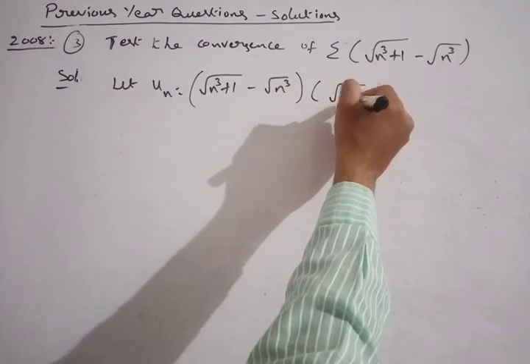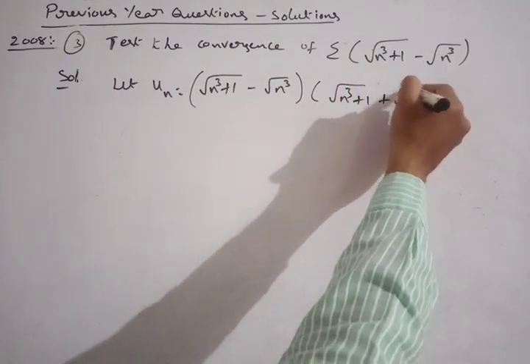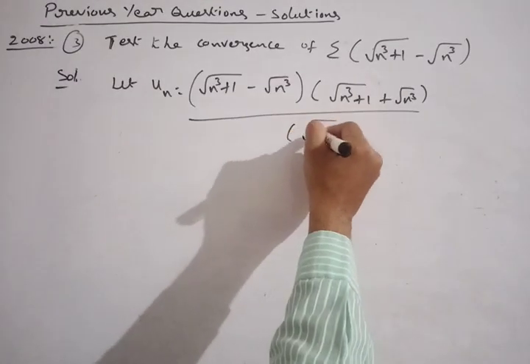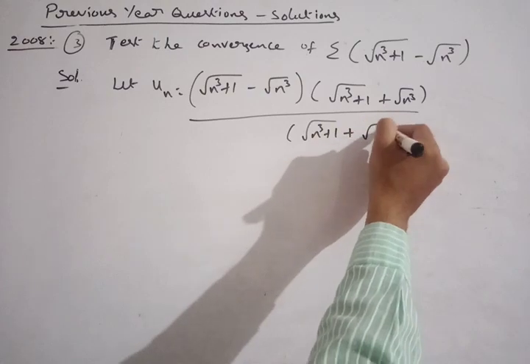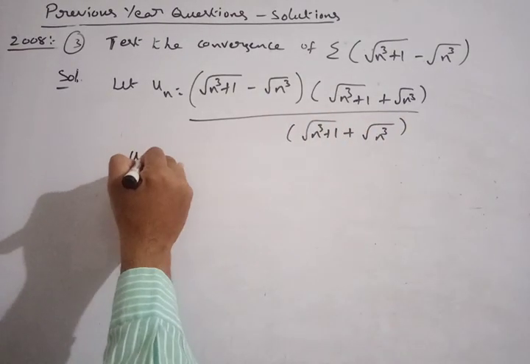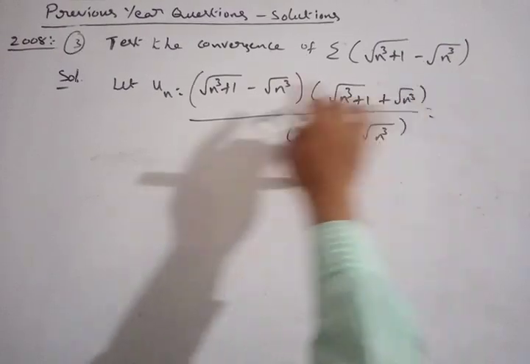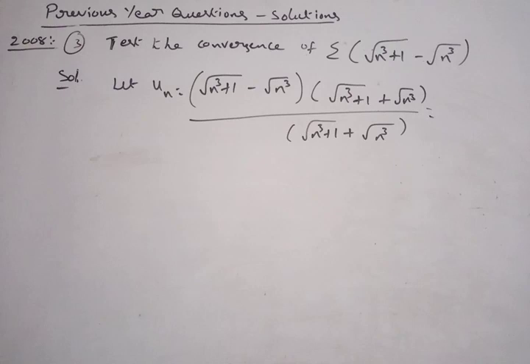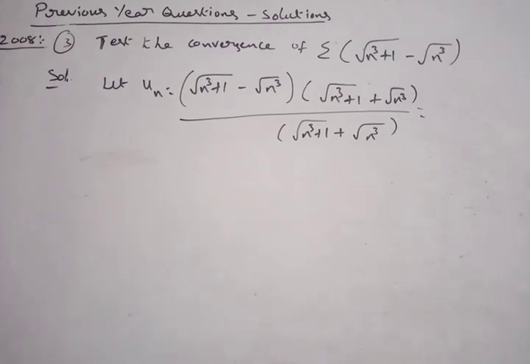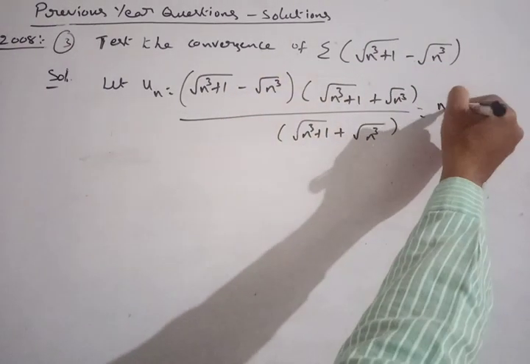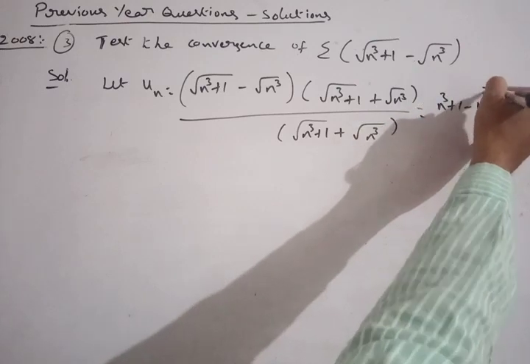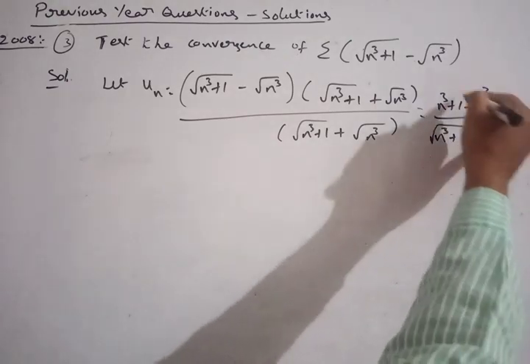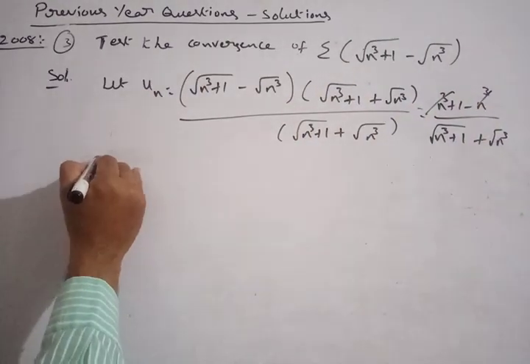So what I am doing directly, you take one more step. Multiply and divide by square root of n cube plus 1 plus square root of n cube. I am rationalizing. So what happened here? a minus b into a plus b is a square minus b square. So what we get here? Squares get cancelled, n cube plus 1 minus n cube by square root of n cube plus 1 plus square root of n cube. n cube got cancelled. So comparison we have to use.